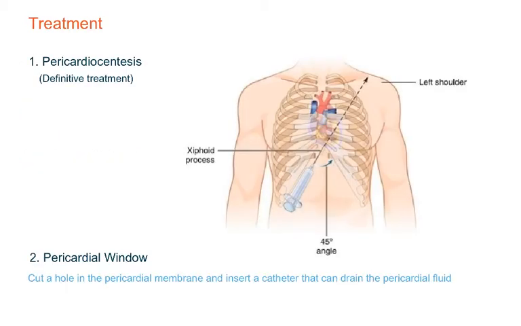The definitive treatment of cardiac tamponade is urgent drainage of pericardial fluid, which is pericardiocentesis. A needle is inserted through the xiphoid process until it pierces the pericardial space and aspirates the fluid out. Patients with recurrent cardiac tamponade or pericardial effusion can undergo pericardial window. It is a surgical procedure in which the cardiothoracic surgeon cuts a hole in the pericardial membrane and inserts a catheter that can drain the pericardial fluid.